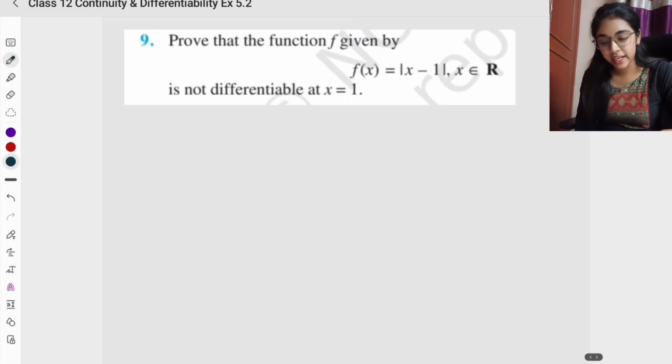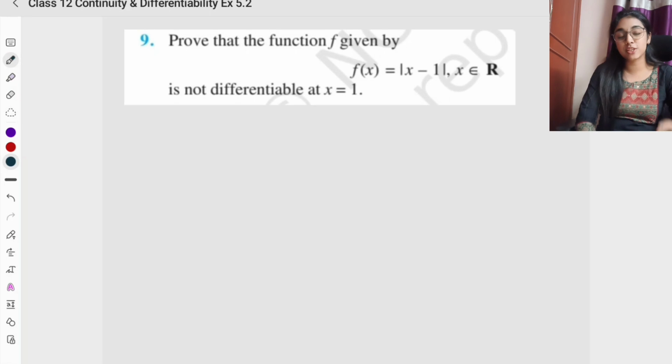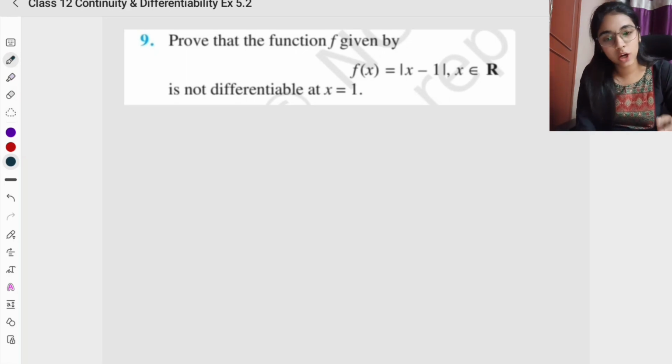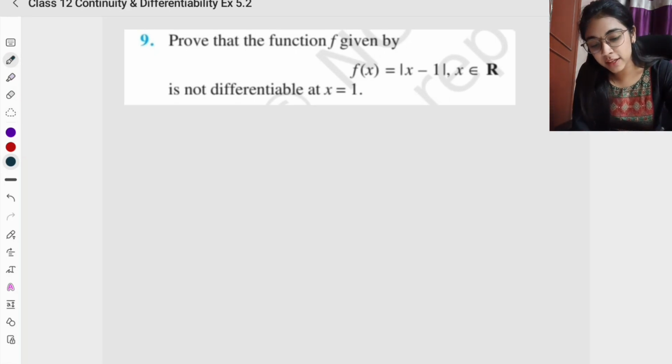Moving on to question number 9. Prove that the function f given by f of x is equal to mod of x minus 1 is not differentiable at x is equal to 1. So what did we learn?